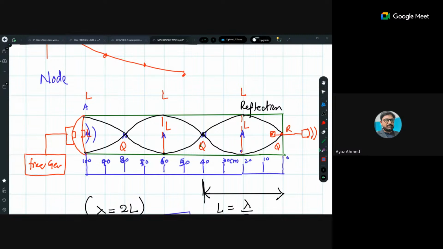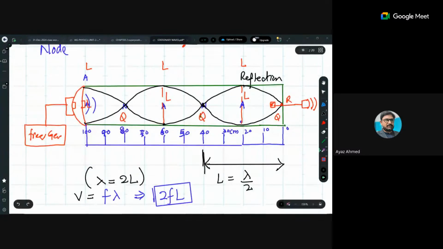So what actually happens is that a progressive wave travels from the speaker to the reflecting surface, and then a wave is reflected back from there. These two waves overlap each other in the path, and due to this overlapping, at some points they cancel the effect of each other, and at some points they enhance the effect of each other at the antinodes. In this way a stationary wave is formed.